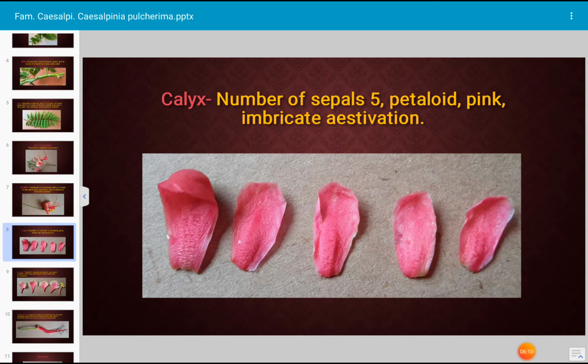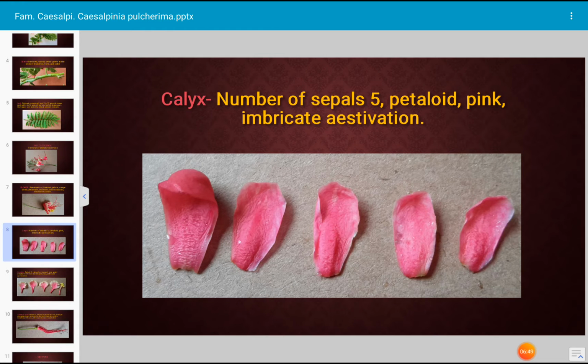And imbricate aestivation is imbricate. What is aestivation? Arrangement of the sepals in the flower is described as aestivation. Aestivation of calyx is imbricate aestivation. What is imbricate aestivation? It is a type of twisted aestivation found in corolla. The overlapping of petals is in a 1:3 manner. If the flower has 5 petals, then such an arrangement is there, 1:3.